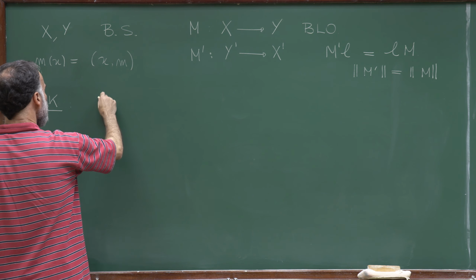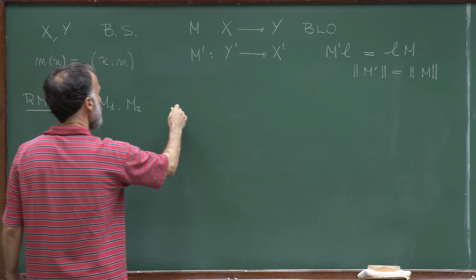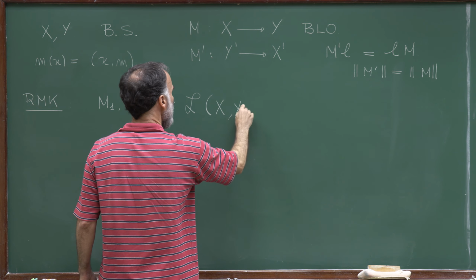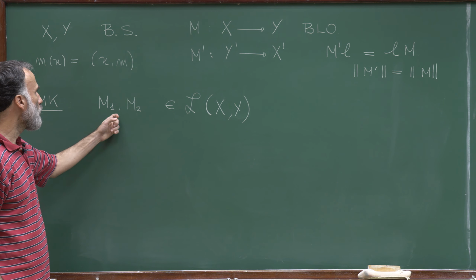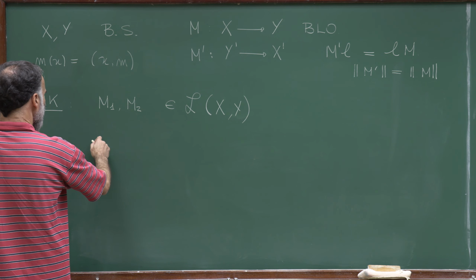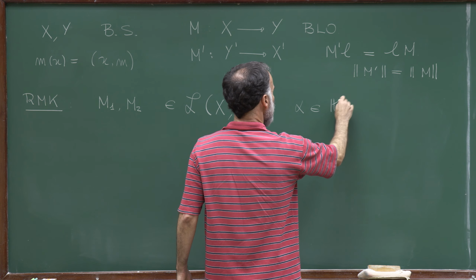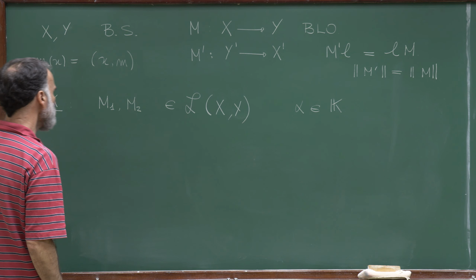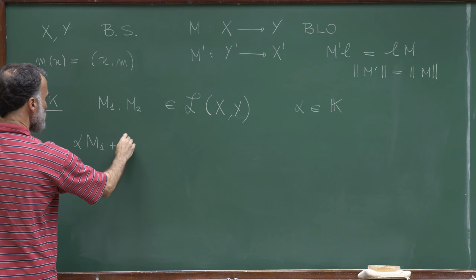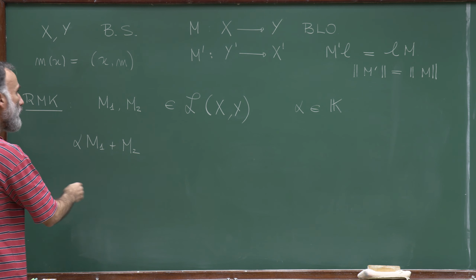Suppose that we have two bounded operators, m1 and m2. So these are elements of L(X,Y), two bounded linear operators from X to Y. And let me take alpha in our field K. Alpha m1 plus m2 is again a bounded linear operator from X to Y.